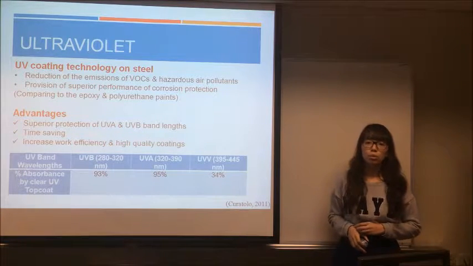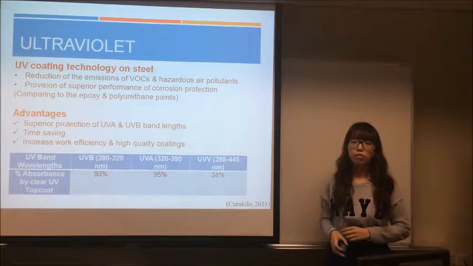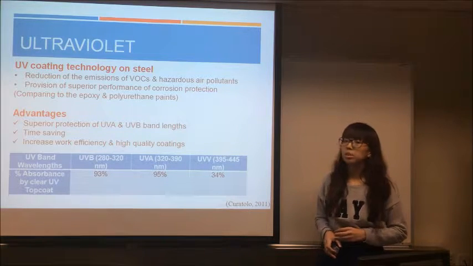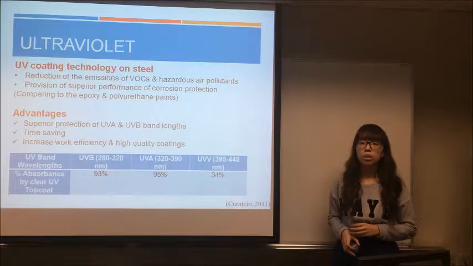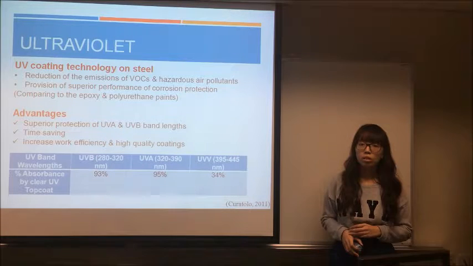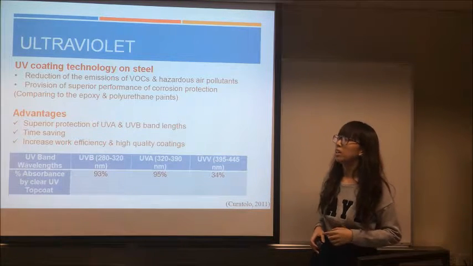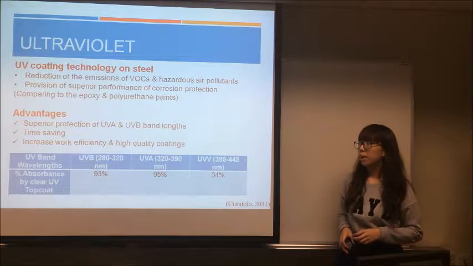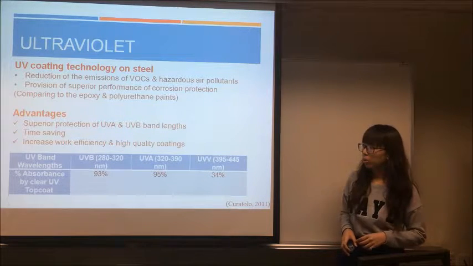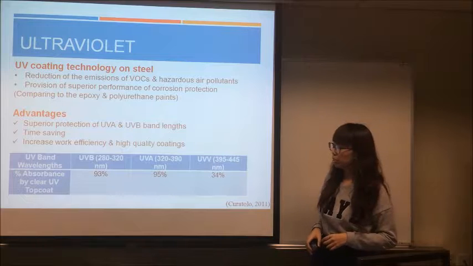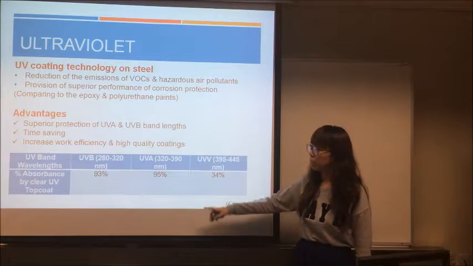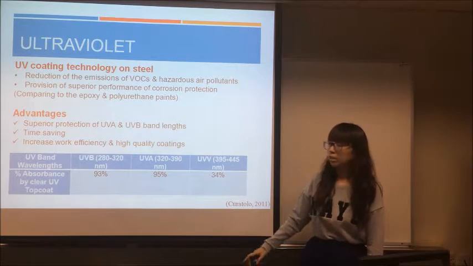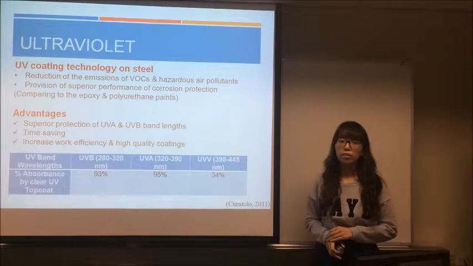Furthermore, the use of UV coating technology can provide superior corrosion protection of steel. The UV coating also has superior protection against the UVA and UVB bands. For example, it can absorb 95% of the UVA and 93% of the UVB bands.